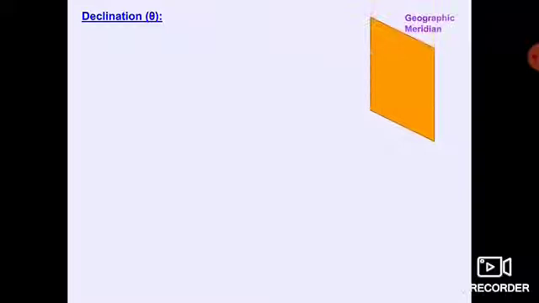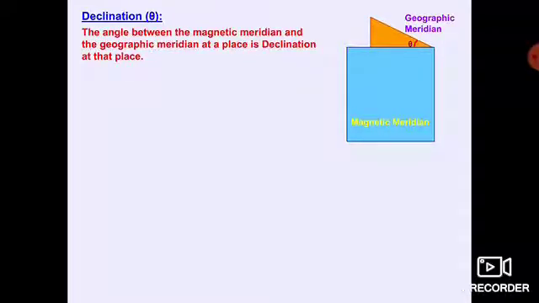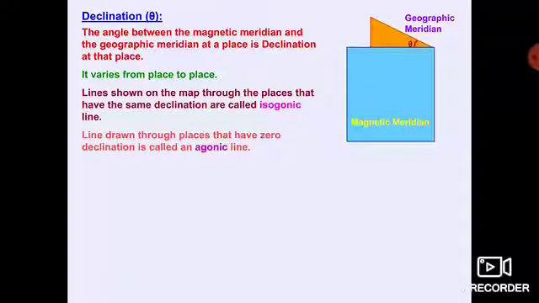Now what is declination? There is one geographic meridian, and this is the magnetic meridian, and the angle between them is the angle of declination. So the angle between the magnetic meridian and the geographic meridian at a place is the declination at that point. It varies from place to place. Lines shown on the map through places that have the same declination are called isogonic lines. Lines drawn through the places that have zero declination are called agonic lines.